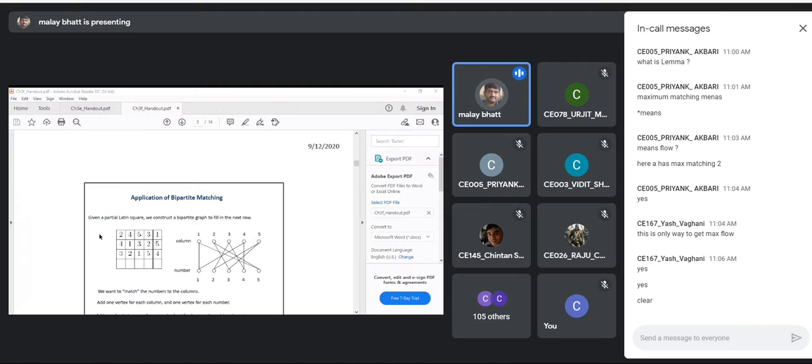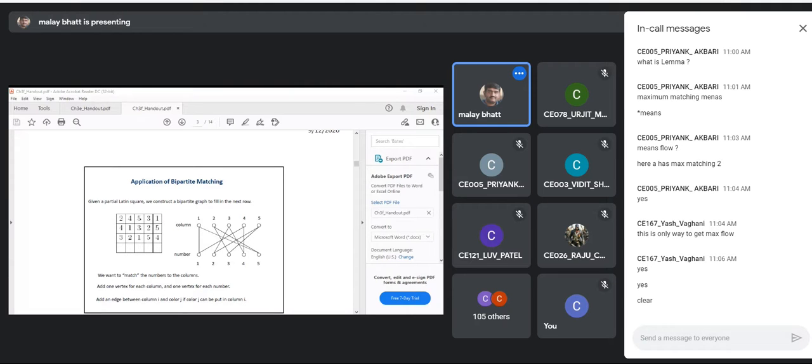Then we'll connect column 2, because in column 2 the missing numbers are 3 and 5. So I will connect 2 with 3 and 5. Now in column 3, the missing numbers are 2 and 4, so we are connecting node 3 with 2 and 4. Similarly, in the last column, the missing numbers are 2 and 3, so I will connect the last column with 2 and 3. This is how we get a bipartite graph. Is this construction clear? How we have converted this into a bipartite graph?